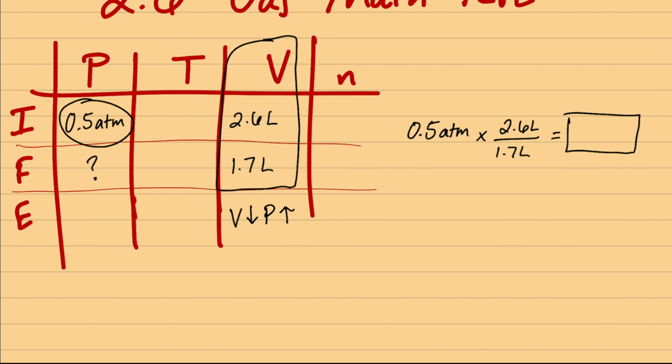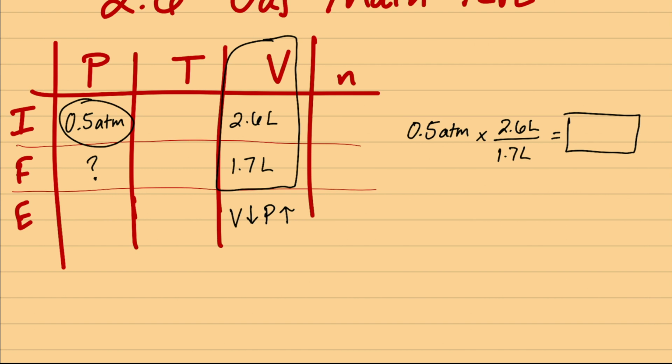What I need to ask myself, and I've already asked myself this question, is do I want this number here to be bigger than 0.5 or smaller than 0.5? I've already decided that I want it to be bigger, so I should put the bigger number on top here, 2.6, rather than 1.7, because if I multiply by a fraction that's greater than 1, that's the way I get my pressure to go up. If I put the 1.7 on top, then this fraction is smaller than 1, and multiplying anything by that is going to make it go down. So I'm going to put the larger number on top here, 2.6 liters over 1.7 liters.